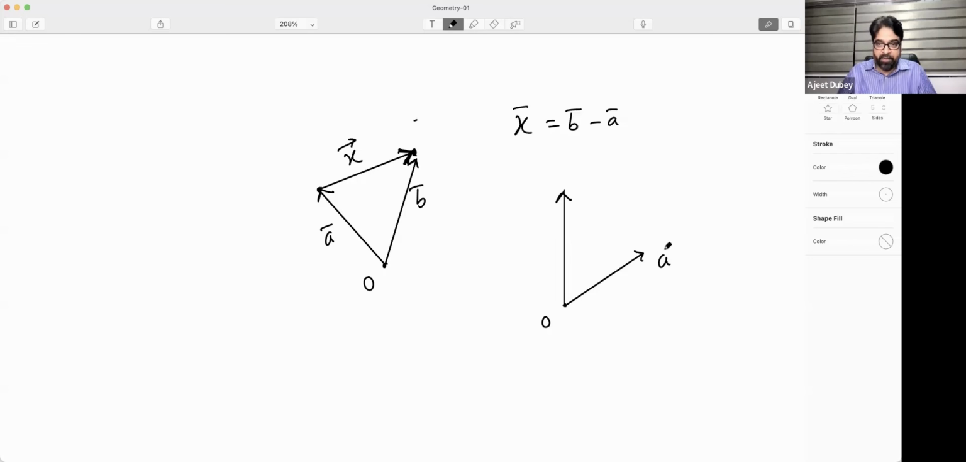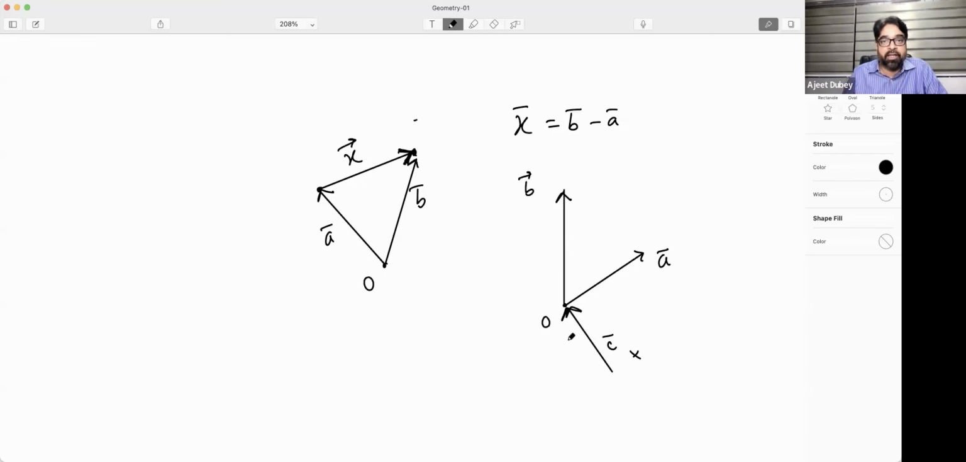Let's say this is the A vector. Let's say this is the B vector. Let's say this is the C vector. Tell me, out of these three vectors, which is not a position vector? C vector. This is not a position vector because it's not starting from the origin.